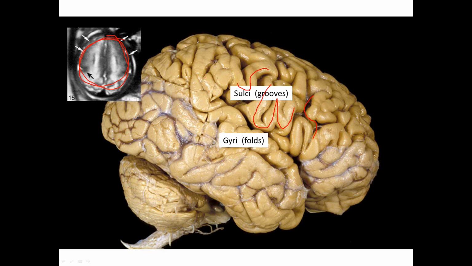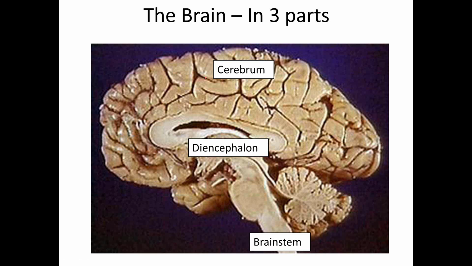Okay, so the brain's complex. We know it has many, many different regions and many, many different functions. So how are we going to look at it? Well, I've always taught the brain in three parts, and I've always started from the bottom up, because at the bottom is where the spinal cord arises. So this is where the information will come into the brain. The three parts I'm going to talk about are the brainstem, the diencephalon, and the cerebrum. So let's start.